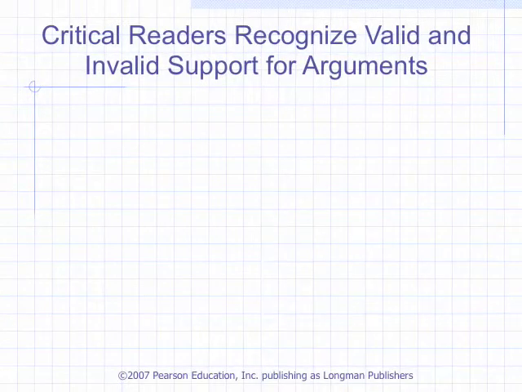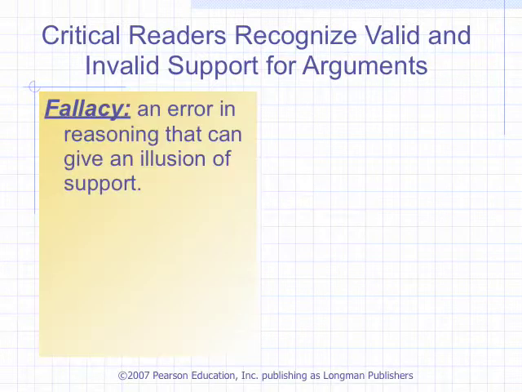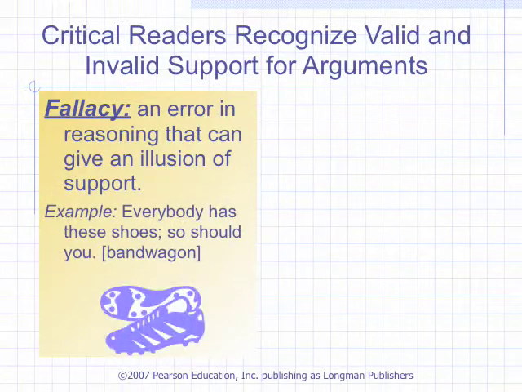Critical readers recognize valid and invalid support for arguments. There is different support, and we call it fallacy or propaganda. A fallacy is an error in reasoning that can give an illusion of support. It really seems awesome. It seems like it totally supports what we're reading, but it's not true. It's a fallacy. For example, everybody has these shoes, so should you. That's when we are jumping on the bandwagon.